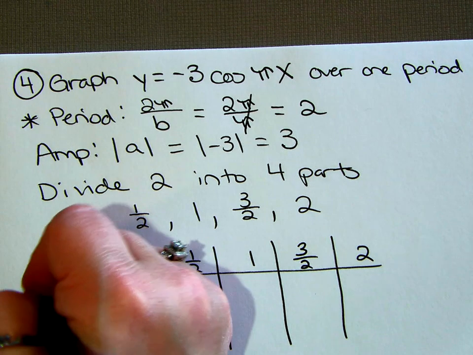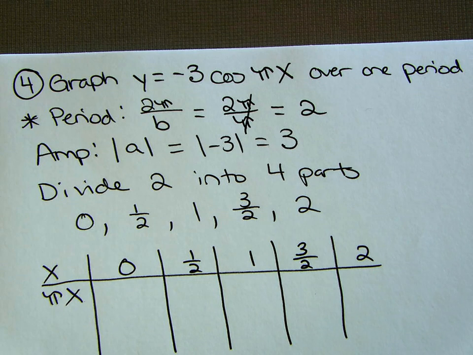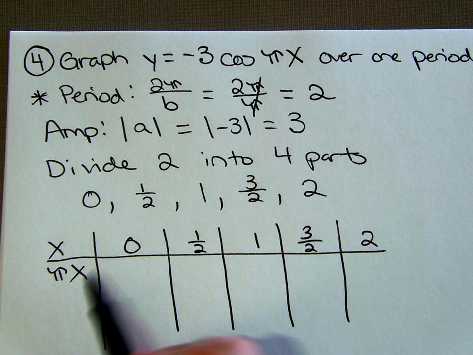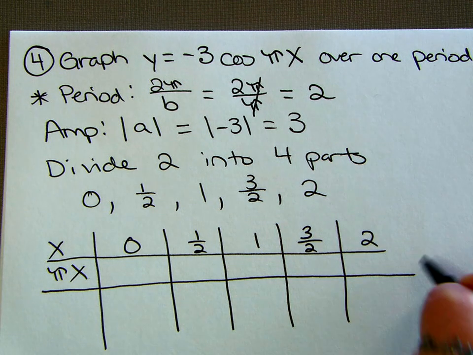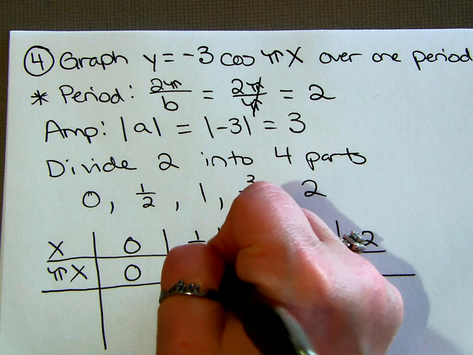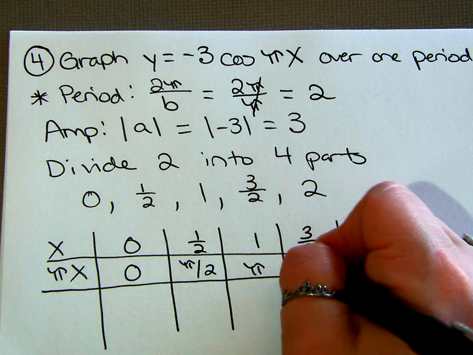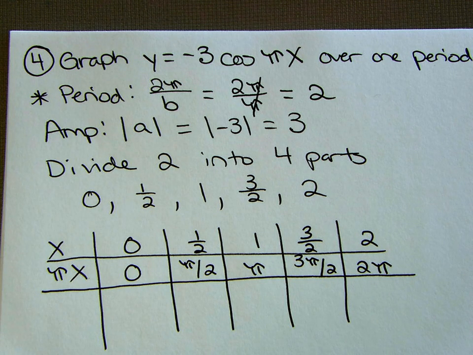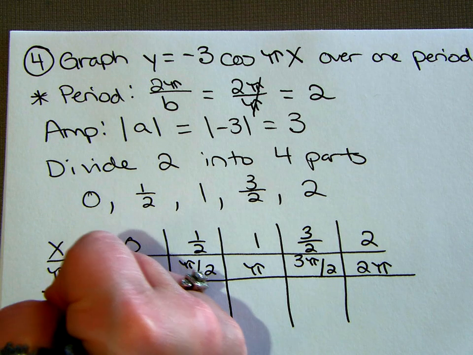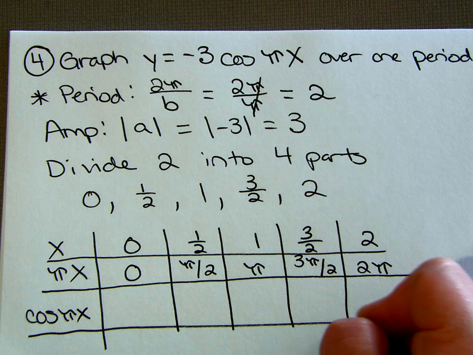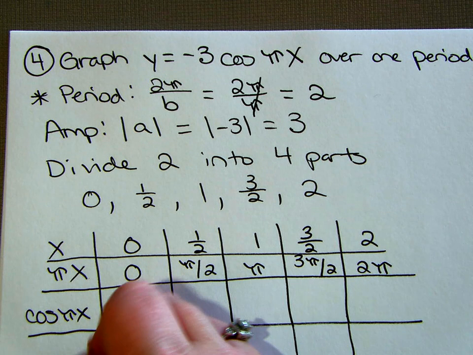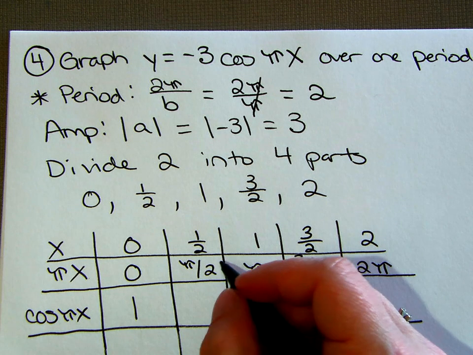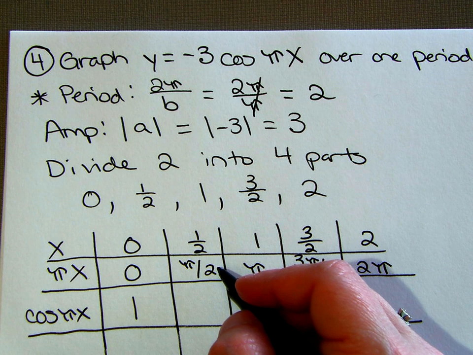So our second row of our table, if you're using the table like I am, is going to be pi times x, because that's what's inside of our function. Next one would be cosine of pi x. So cosine of 0 is going to be 1. Cosine of pi over 2, that's 90 degrees, would be 0. Then -1, 0, and 1.